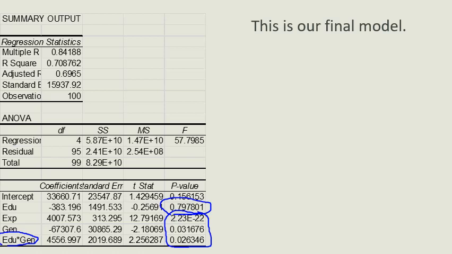I just want to point out that the r squared has decreased to 0.708, which is only barely less than the full model that we began with. So all the variables that we removed had almost no effect on salary. Now that we have our best model for predicting salary, let's interpret it to see what it means.